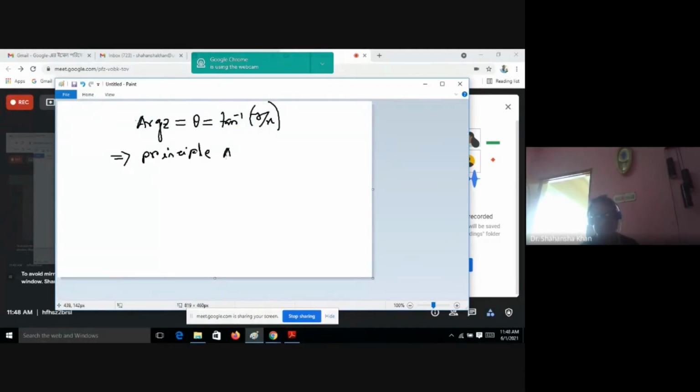Principal argument. Argument of z equals tan inverse y by x. This is the principal argument. But every complex number has a general argument. So the general argument of z equals 2nπ plus the principal argument.